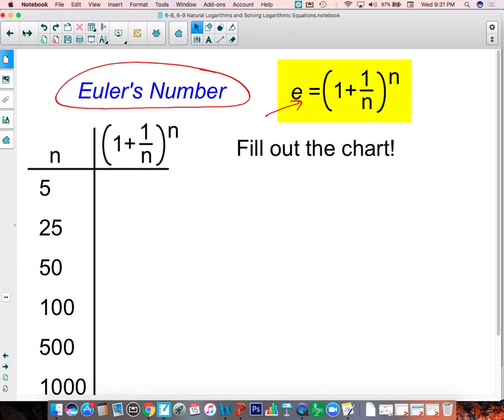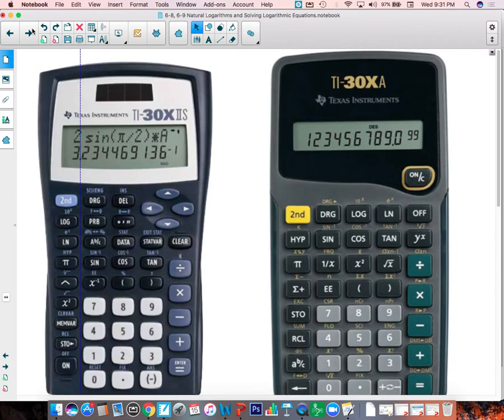equations. All right? So on your calculator, it's kind of hard to see this on the projector. All right, this is the one right here on the left. This is the one that a lot of you guys have.